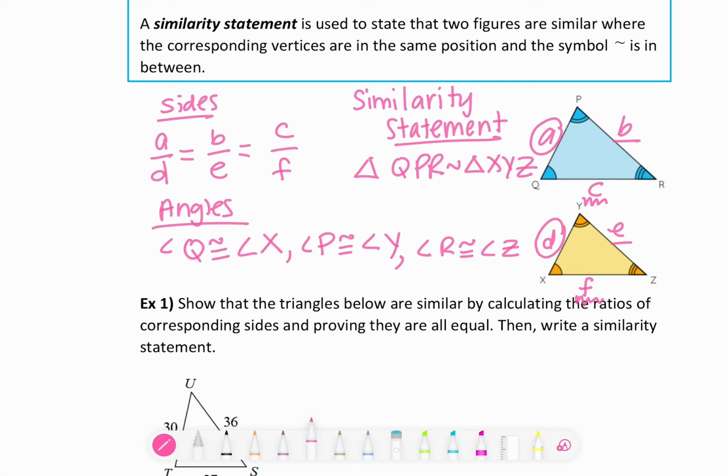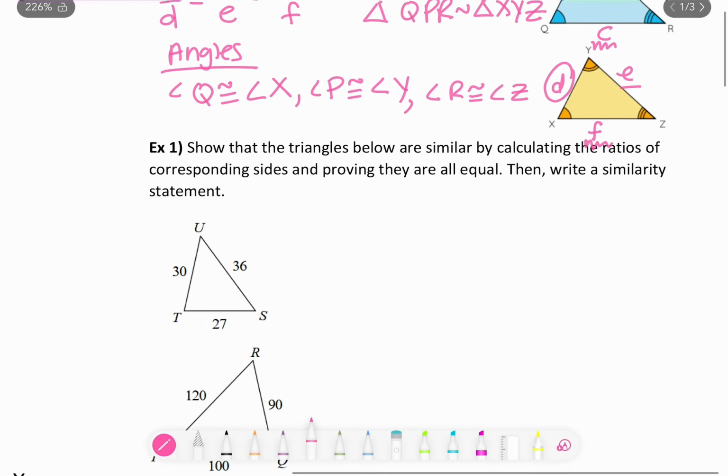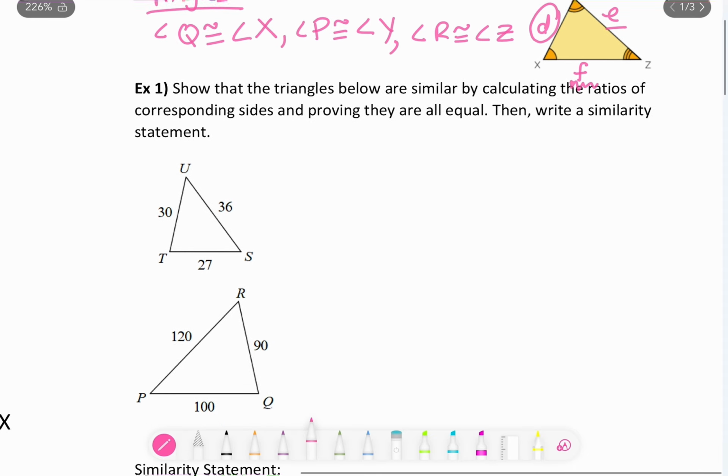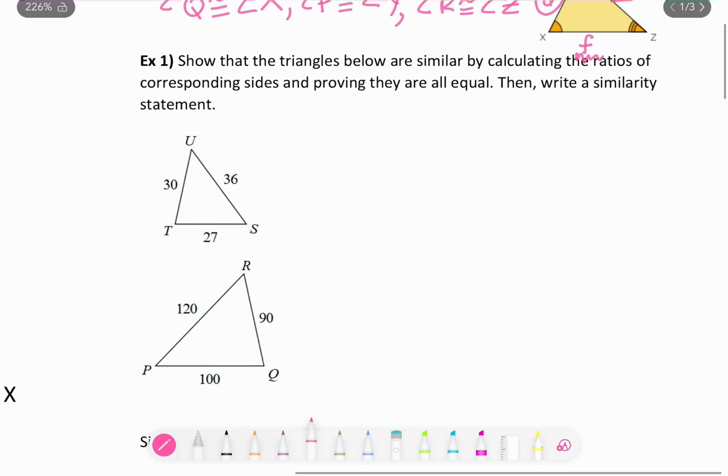Okay, so taking that intro and that idea, let's go ahead and apply that to some examples. Example 1 says, show that the triangles below are similar by calculating the ratios of corresponding sides and proving they are all equal, then write a similarity statement.